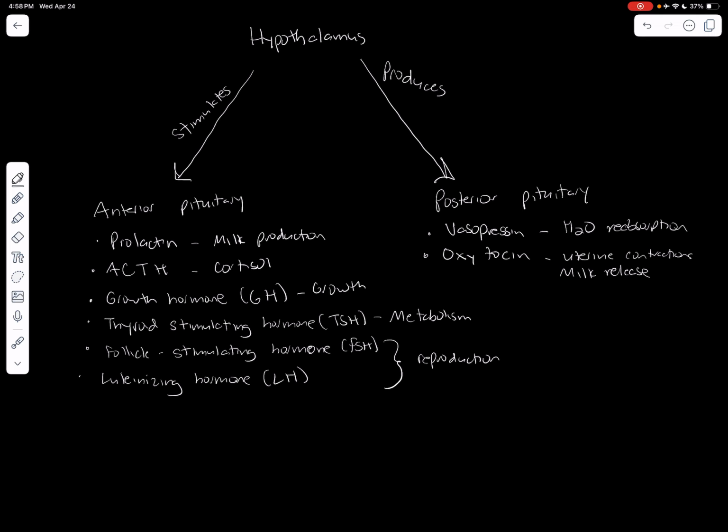That is all that I want to talk about with this, but I just want to make it clear how the hypothalamus and the anterior and posterior pituitary are related. The hypothalamus releases hormones that stimulate the anterior pituitary. The hypothalamus also releases hormones that are stored in the posterior pituitary.